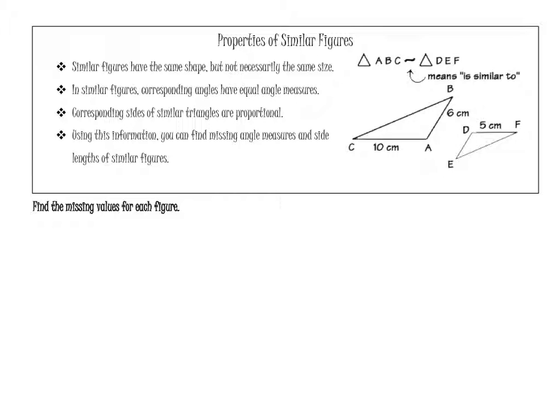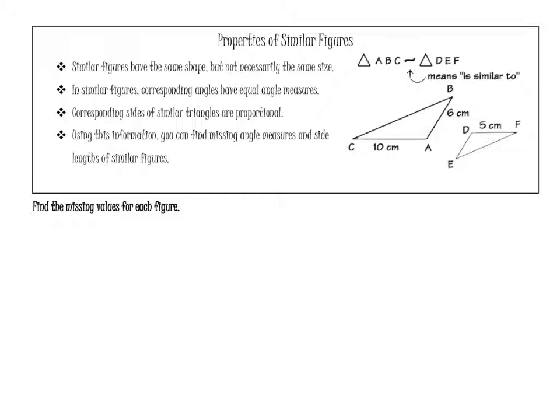Now the important cool thing about these similar figures is that since they're the same shape, the corresponding angles, in other words, if I did lay them on top of each other so they looked alike, I'd have to flip this one over. The corresponding angles, angle A and angle D, would have the exact same angle measure. And angle C and angle E would have the same angle measure, and angle B and angle F would have the same angle measure. The corresponding angles, the measures would be the same.